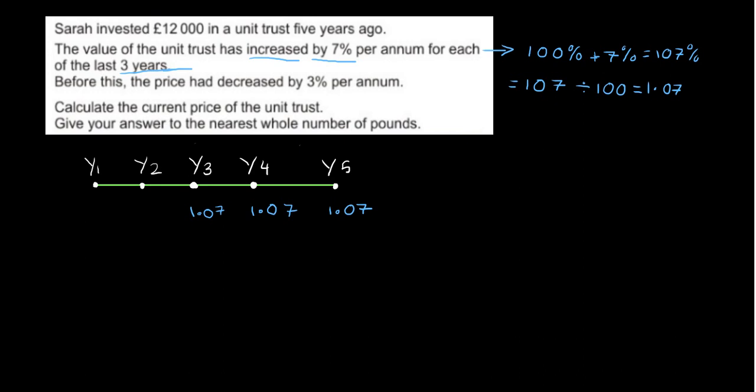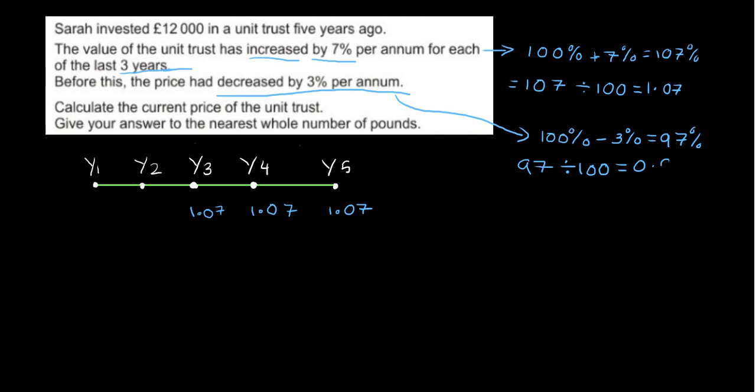Before this, the price had decreased by 3% per annum. So for this one, the multiplier is going to be 100% minus 3%, which is 97%. That's the same as 97 divided by 100, which is 0.97. So the first year and the second year, the multiplier is going to be 0.97.